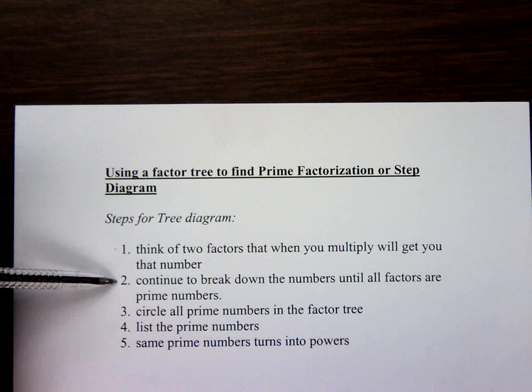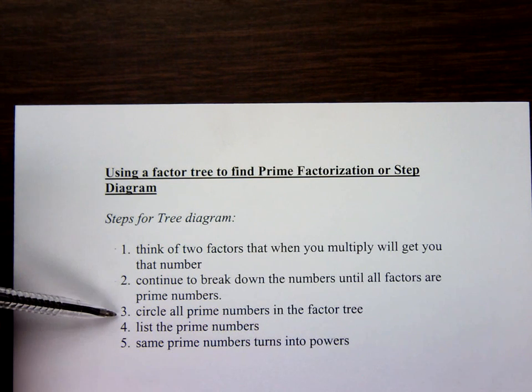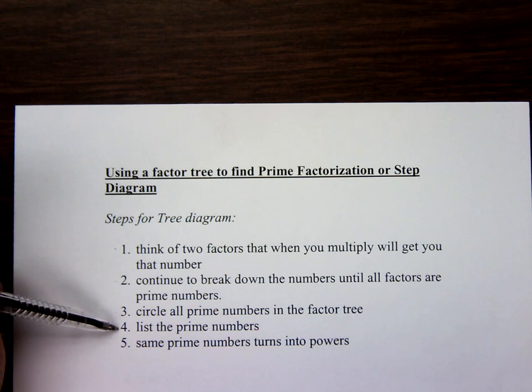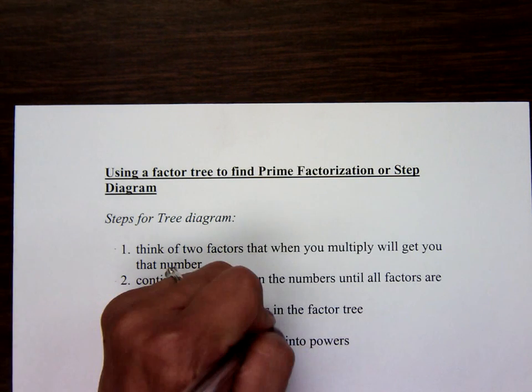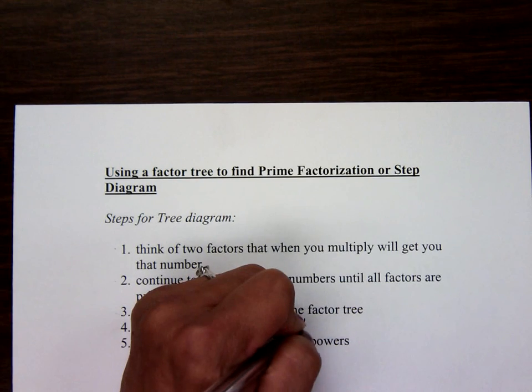Step 2, continue to break down the number until all factors are prime numbers. Step 3, circle all prime numbers in the factor tree. Step 4, list the prime numbers least to greatest.